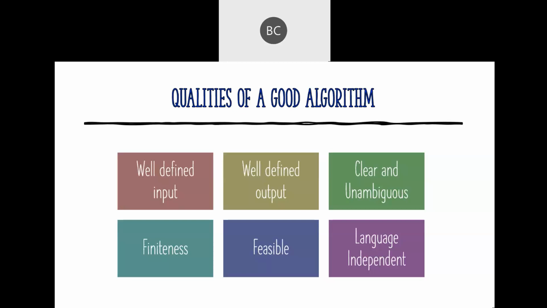Then finiteness. Finiteness means what? The algorithm should have a finite number of steps. It cannot go on and on. It cannot be endless. It should have a finite number of steps. Then every step of the algorithm must generate correct output. It's not like you are just writing any steps. It should have a proper output. Okay.